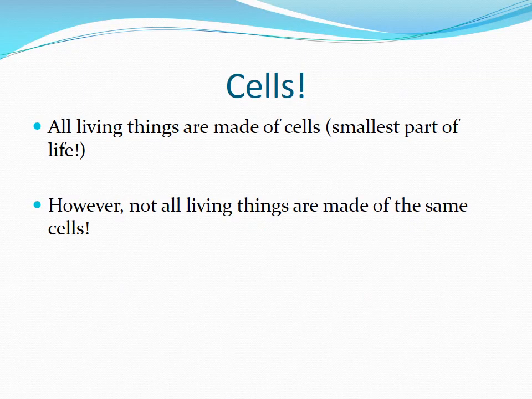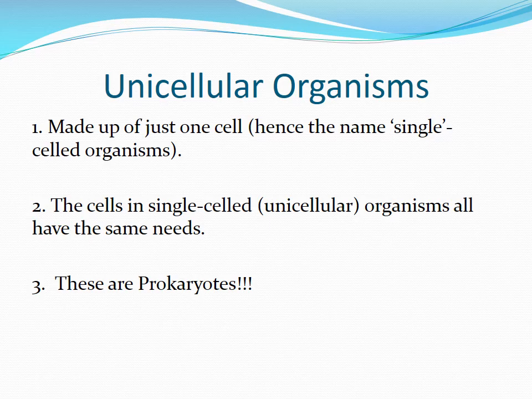All right, so now that we're into what makes up a living thing and what living things need, what is a living thing? All living things are made up of cells, and cells are the very, very, very smallest part of life. However, not all living things are made up of the same cells. And that's very important to keep in mind and to remember as we're going into our study of life. The first one we're going to go over, they're called unicellular organisms. Uni, U-N-I, meaning one. So unicellular organisms are made up of just one cell. Hence, the name single-celled organisms. Unicellular and single-celled organisms are the same thing.